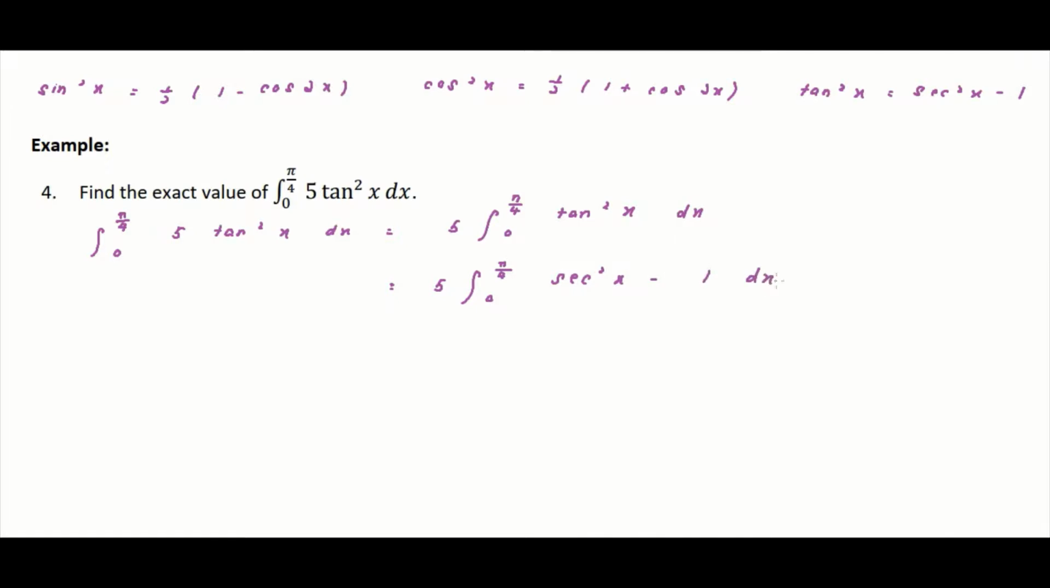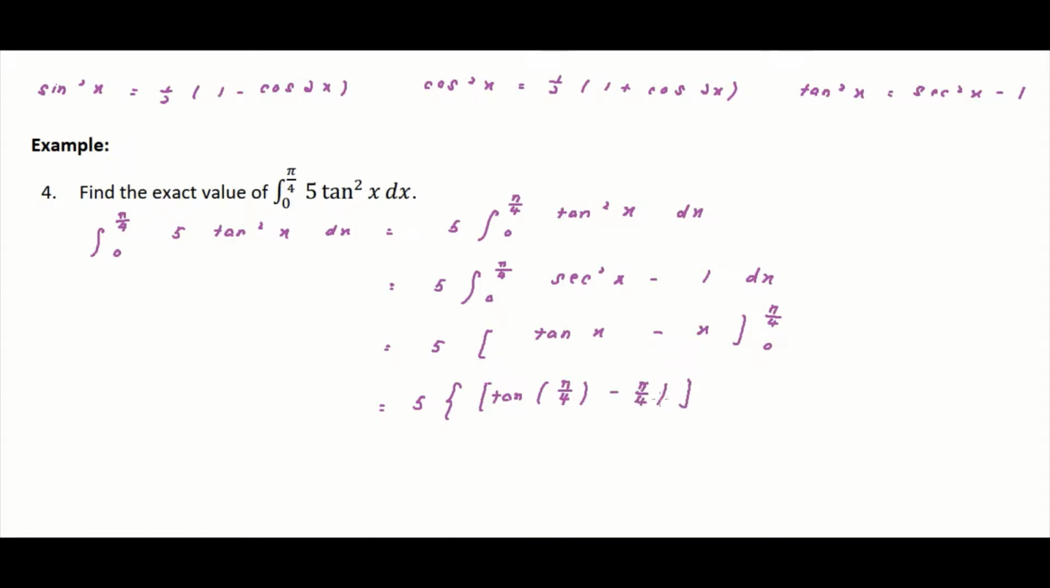Okay, so now we can continue to integrate it. So 5 secant square x, after you integrate, you have tangent x, right? Then after that, minus x. Okay, pi over 4, 0. So now we can substitute. So open it. So tangent, this is the first part. So tangent pi over 4 minus pi over 4.